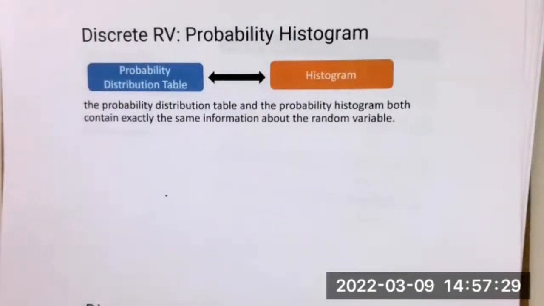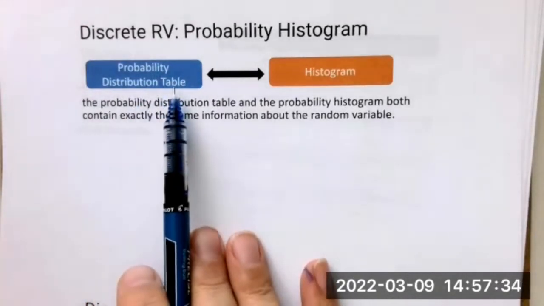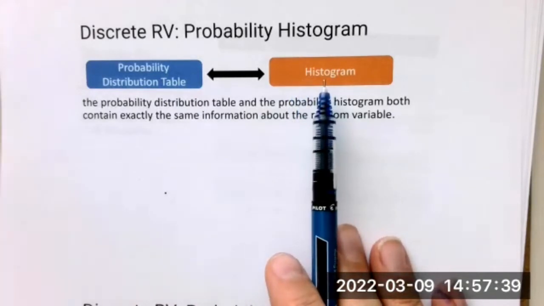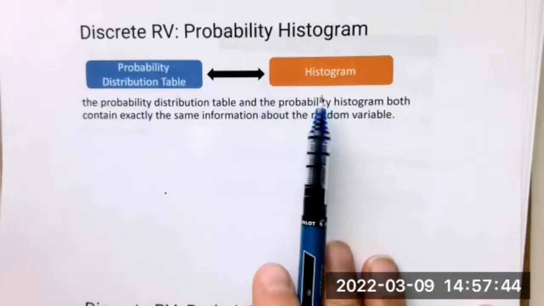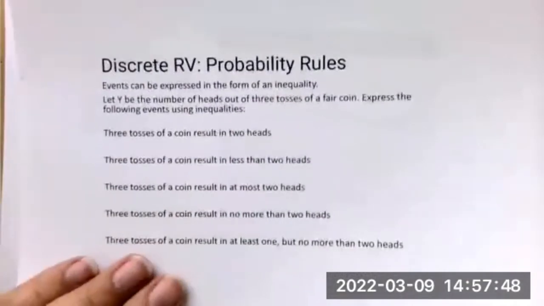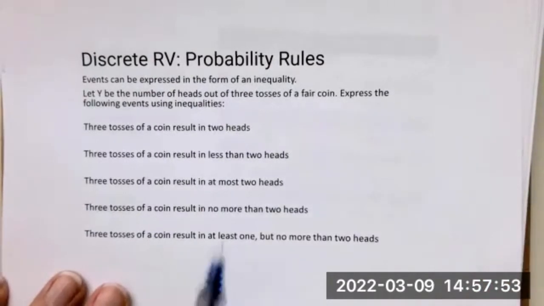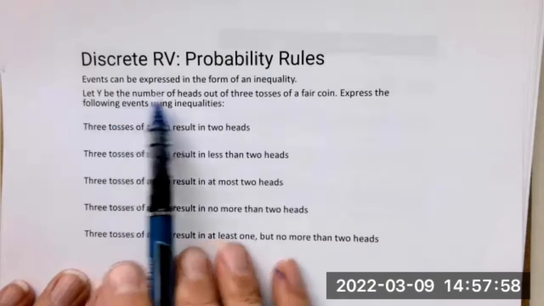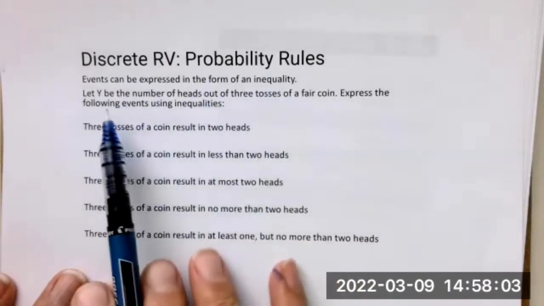So what we learned from a previous video is that the probability distribution table contains the same exact information as a histogram. So we could get our information either from the probability distribution table or from the histogram. And we're going to use histograms in a few of our next examples. But before we do that, we want to learn how to express the events in the form of inequality. So let's take a look at that.